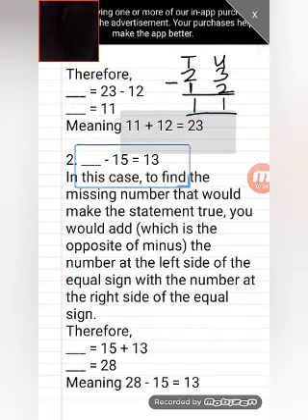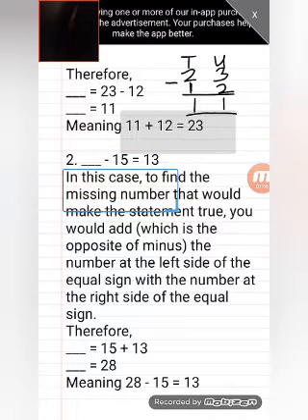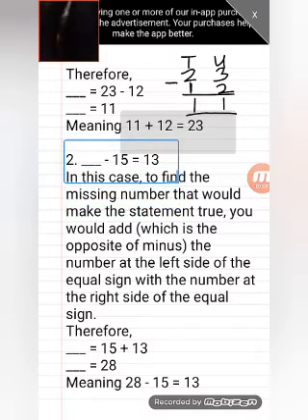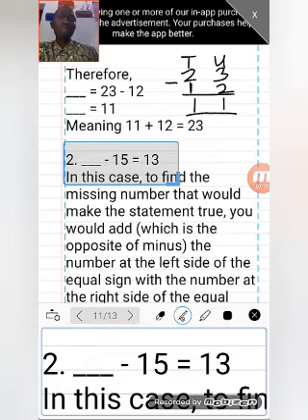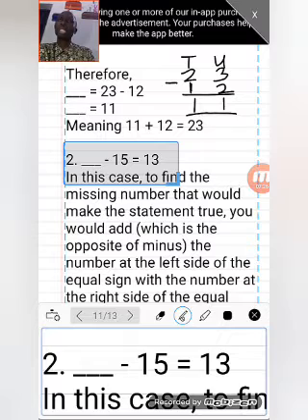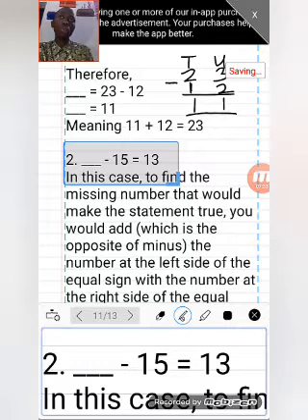So let's look at another example, and let's look at what you do in this other case. Here, it's a case where the missing number comes first: a number minus a known number, which we can see is 15, is equal to 13. Now, a number which you don't know yet minus 15 is equal to 13. So what is that number?